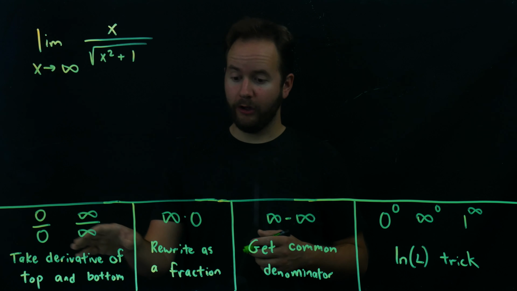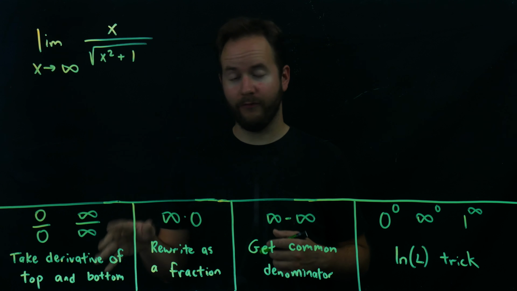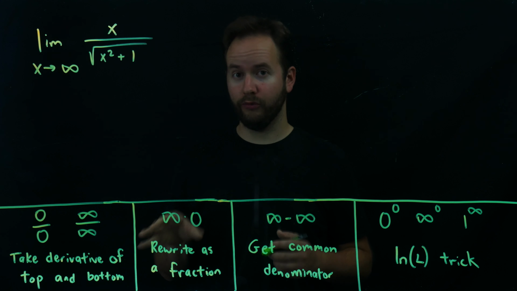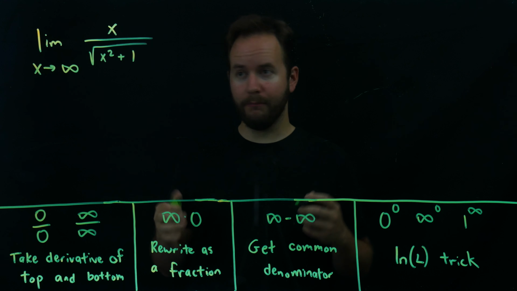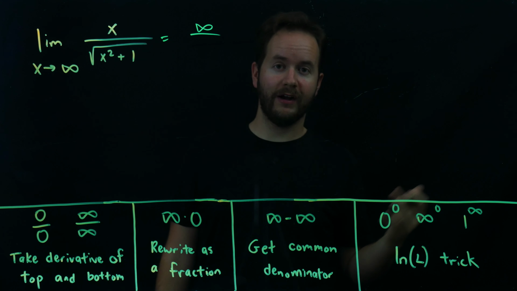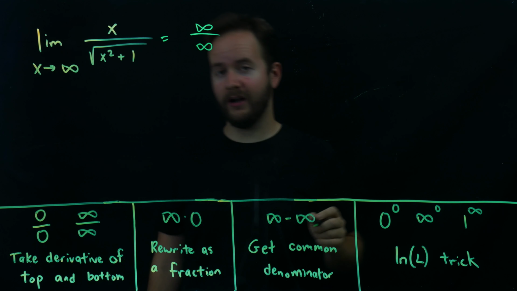99% of the time, L'Hopital's rule will be able to handle any indeterminate form a limit throws at you. However, this is in that 1% of cases where L'Hopital's rule fails us. So here's what we're going to do. I'm going to go ahead and plug in infinity. When I do, I get infinity in the numerator. Infinity squared plus 1 is infinity. The square root of that is also infinity. So I have infinity over infinity.